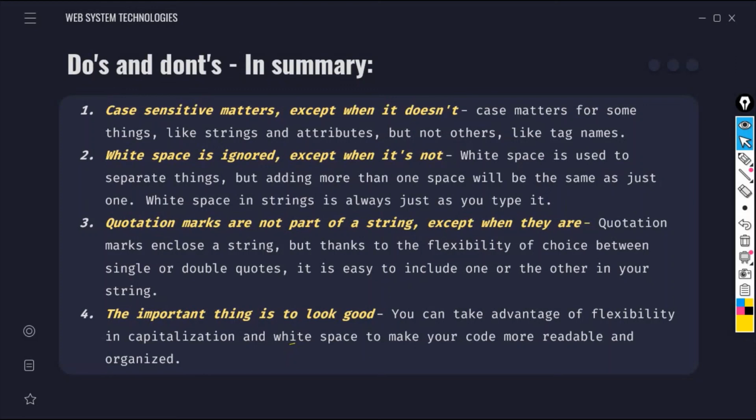And then third, quotation marks are not part of a string, except when they are. Quotation marks enclose a string, but thanks to the flexibility of choice between single or double quotes, it is easy to include one or the other in your string. And lastly, the important thing is to look good. You can take advantage of flexibility in capitalization and white space to make your code more readable and organized.